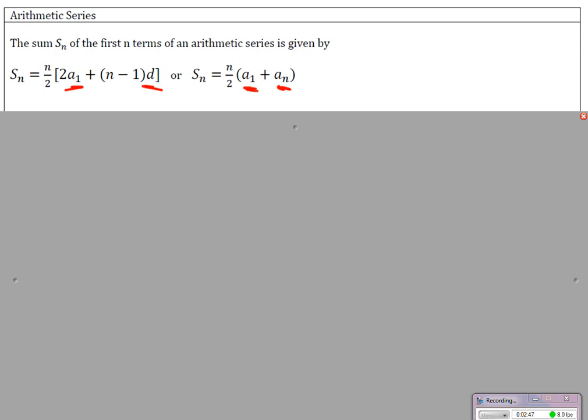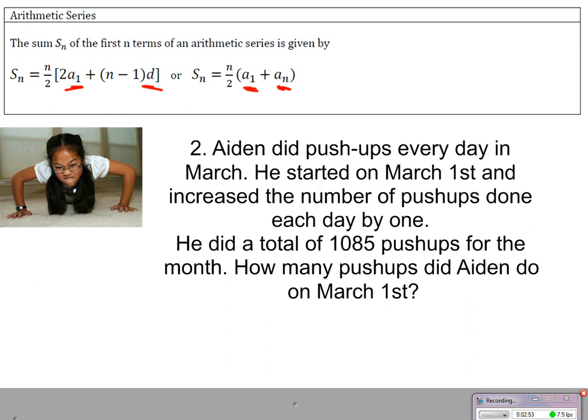Okay, so let's take a look. Aiden did push-ups every day in March. He started on March 1st and increased the number of push-ups done each day by one. He did a total of 1,085 push-ups for the month. How many push-ups did Aiden do on March 1st? He did a total of 1,085. Each day he increased by one, so my common difference here is going to be one.